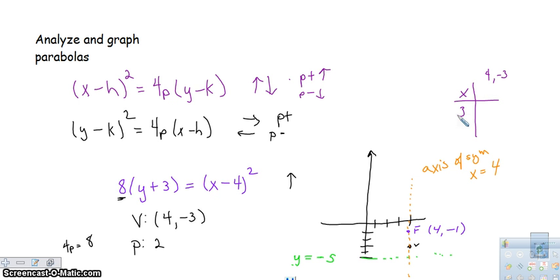How about 3? If I plug 3 into my equation, I'm going to get another ordered pair. So I'm going to plug 3 into this equation over here. I'm going to get 8 times (y plus 3) equals, if I put 3 in there, 3 minus 4 is negative 1. So negative 1 squared. So y plus 3 equals 1 over 8. So y equals negative 3 plus 1/8, which would be negative 2 and 7/8.